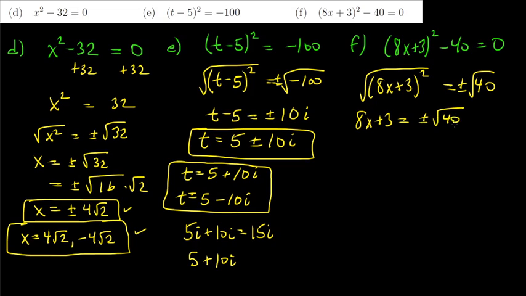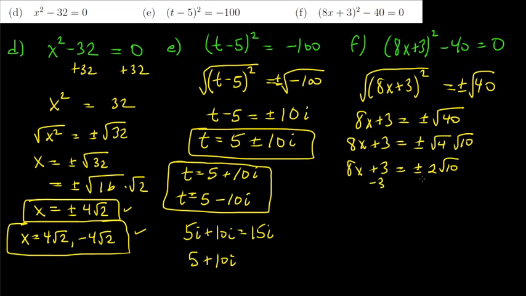Before we go any further, I think we can simplify square root of 40. It's just the square root of 4 times the square root of 10. No negatives, right? So it's not imaginary. There's no i's. But the square root of 4 is 2. So 8x plus 3 equals plus or minus 2 square root of 10.